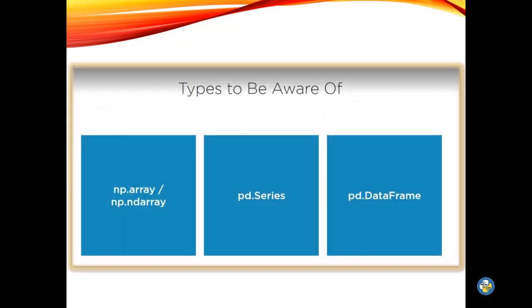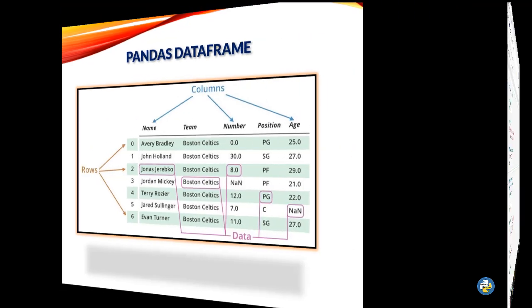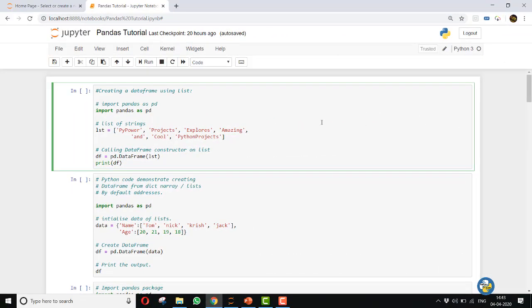Another thing you need to be aware of is three types: the NumPy array, the Pandas Series, and the Pandas DataFrame. Let's see the Pandas DataFrame. It's just rows and columns, like you've previously seen in an Excel spreadsheet. And so here we are with Jupyter Notebook. The code link for the tutorial practice is given in the description box. There is a GitHub link and you can get those things there.